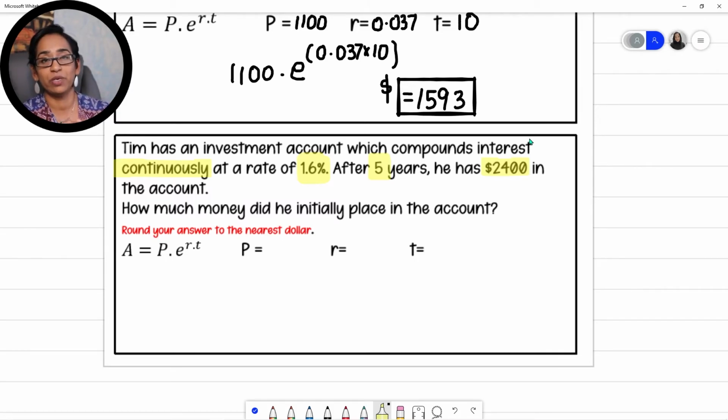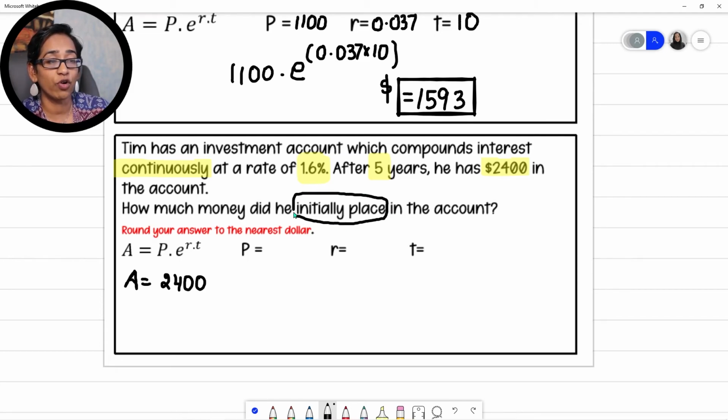So Tim has an investment. After 5 years, Tim has $2,400 in his account. And they're asking you if after 5 years this is what Tim has, how much did he start with initially? So let's go ahead. We have the final amount, A, 2400. The principal amount, how much did Tim start with initially, that's what I'm looking for. That's the one I don't know, so I'm going to put a question mark.